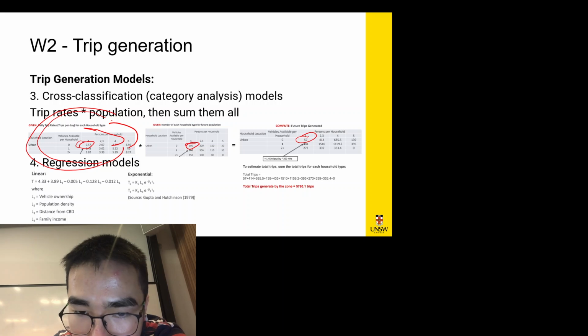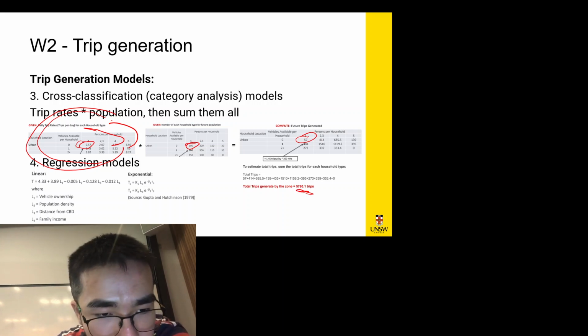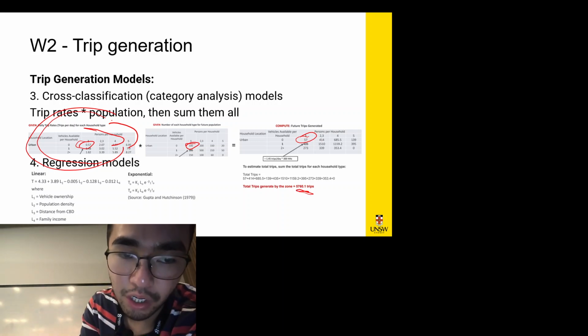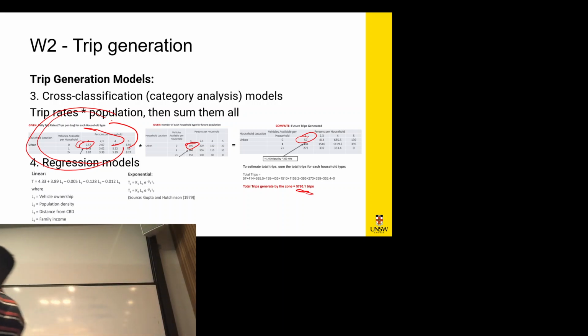What you do from here, you just sum them all up and they'll get you the number of trips in each zone. In this case, it'll be 5,760.1 trips. You also have regression models as well. Give you a regression formula and then you can just use that. Okay?